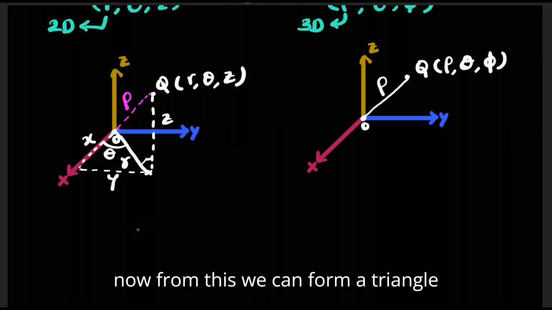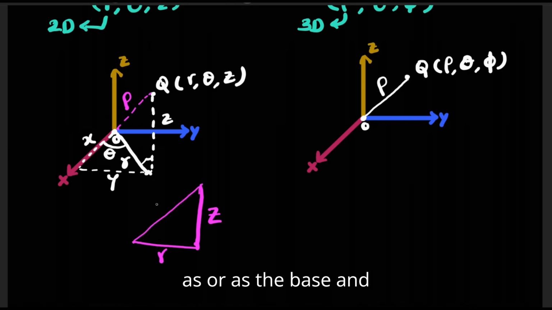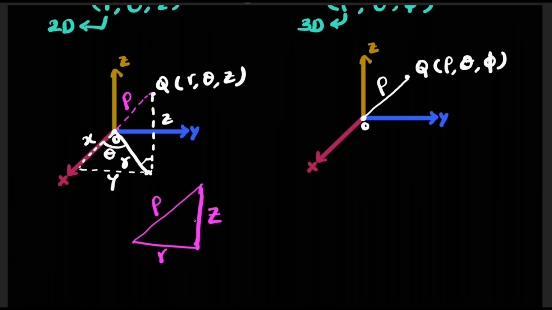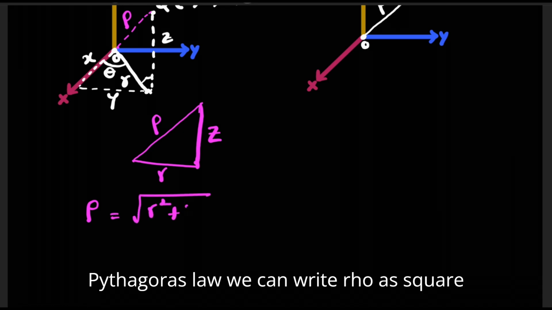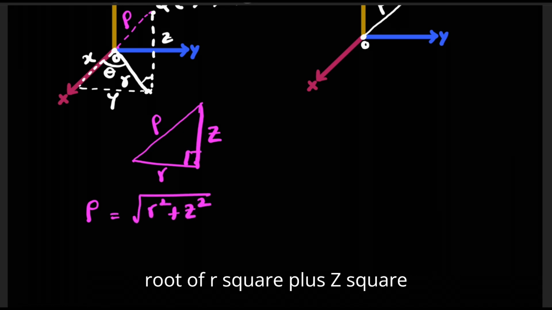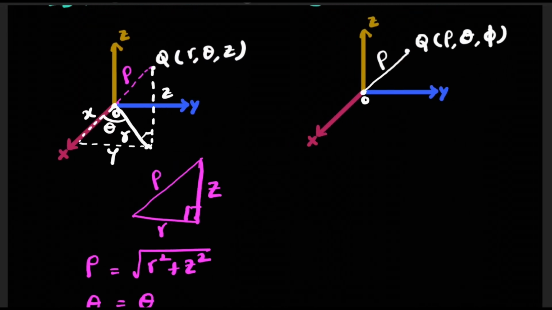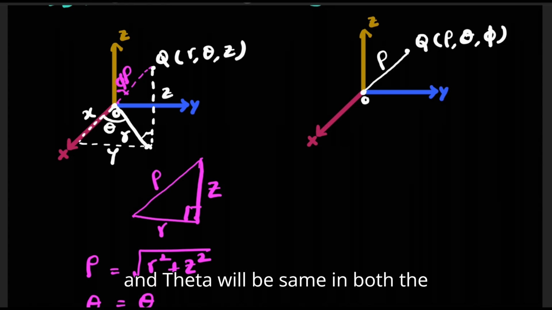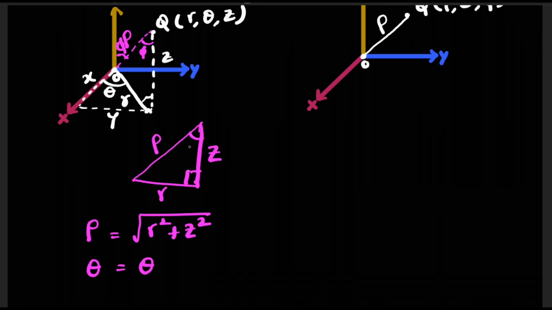Now from this we can form a triangle with r as the base and z as the opposite side, and here is the rho. This is a right angle triangle, so according to the Pythagoras theorem, we can write rho as the square root of r square plus z square. And theta will be the same in both coordinate systems, so there is no change in theta.